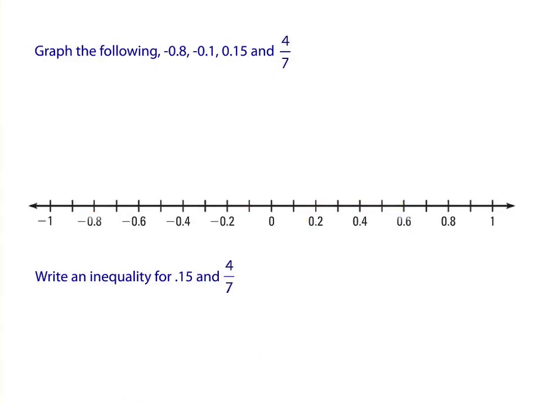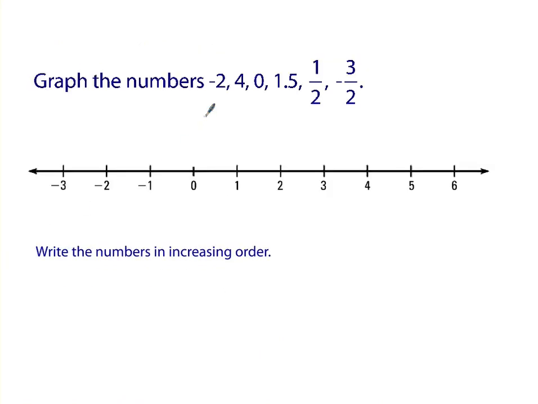And we're going to see the same thing here. We're plotting some more points. We do see some fractions. So negative 2 is going to be right around here. Positive 4, right up here on our number line. There's 0. Next one's 1.5. So 1.5 is going to be, again, between 1 and 2. So here's the dot for 1.5.